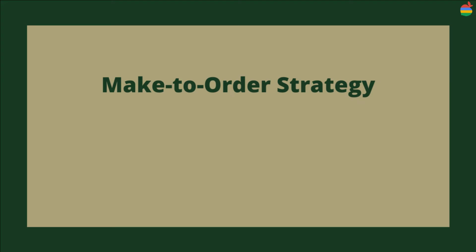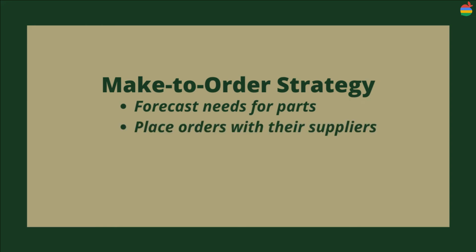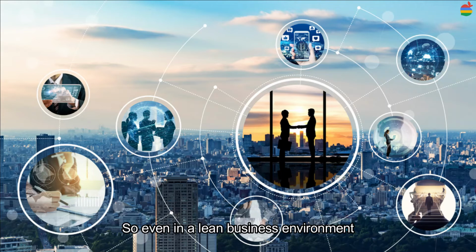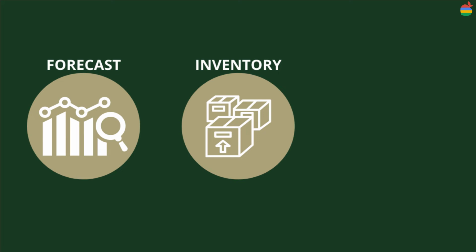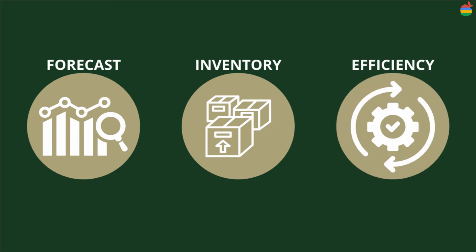So even though Dell has taken a make-to-order strategy, they still have to forecast their needs for the parts and place orders with their suppliers in a timely manner. And this forecast is based on Dell's estimations of customer demand for their computers. So, even in a lean business environment using a just-in-time pull system and make-to-order strategy, you must forecast, which means you have inventory, which means you must manage that inventory as efficiently as possible.